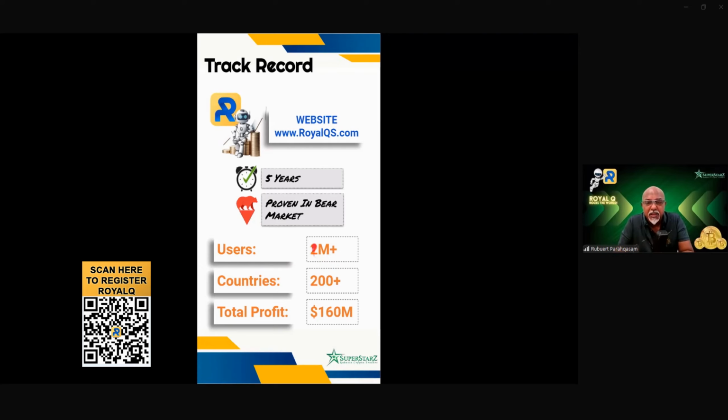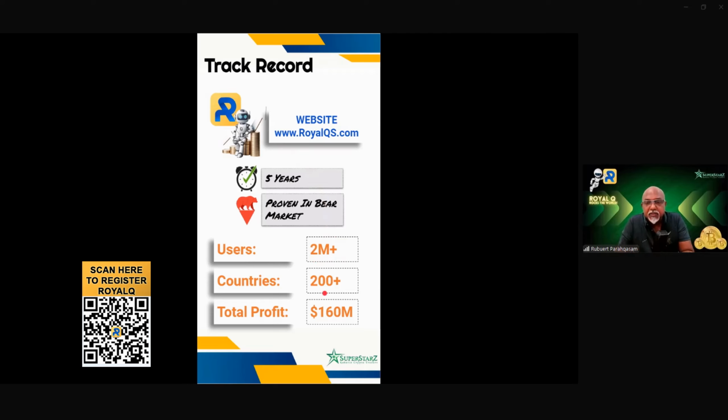2 million users. Where can you go and verify this number? Go to the Google Play Store and check how many people have downloaded this particular robot, and you will see that it's more than 1 million on the Google Play Store alone. Don't forget iPhone and the website users. A record says 2 million users.